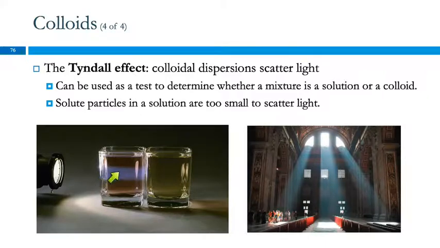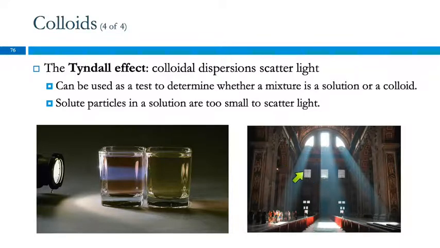What's happening here is the particles in the suspension are large enough to scatter light. There just aren't so many of them that they scatter all the light, so we can see through it. This is the solution where the particles are too small to scatter light, and the light goes through and we can't see it at all.